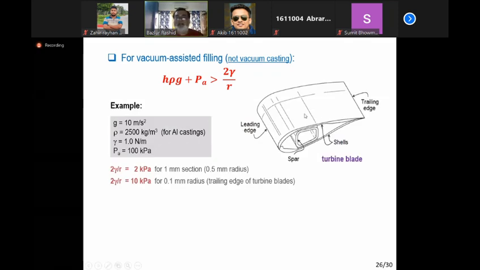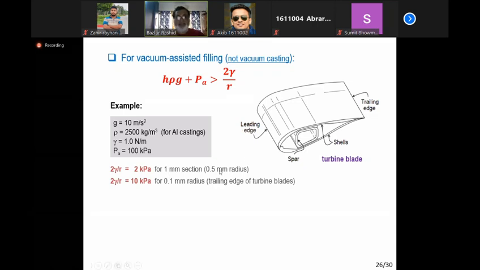For example, let's take turbine blade casting. In a turbine blade, you see that this is a thicker section, and it becomes gradually thinner and thinner. So the trailing edge is the thinnest one. Now, if we use this formula, g is equal to 10 meter per second squared, density is 2500 for aluminum casting, let's say. Gamma for aluminum casting is 1 Newton per meter, and atmospheric pressure is roughly 100 kPa for easy calculation, 101 to be exact. So the resistance term, twice gamma by R, is 2 kPa if this section is about 1 millimeter thick.